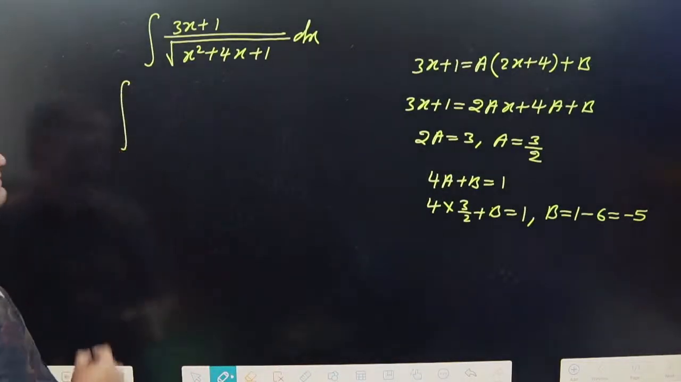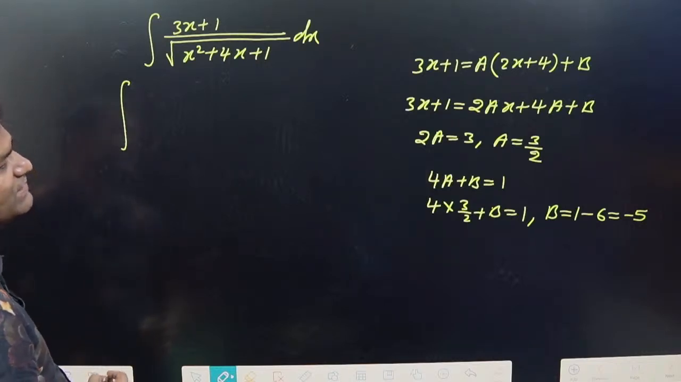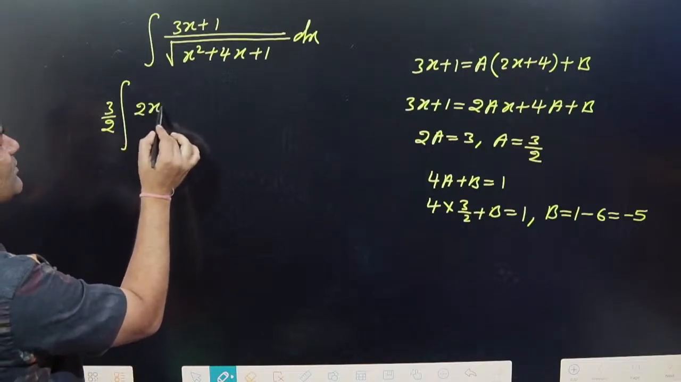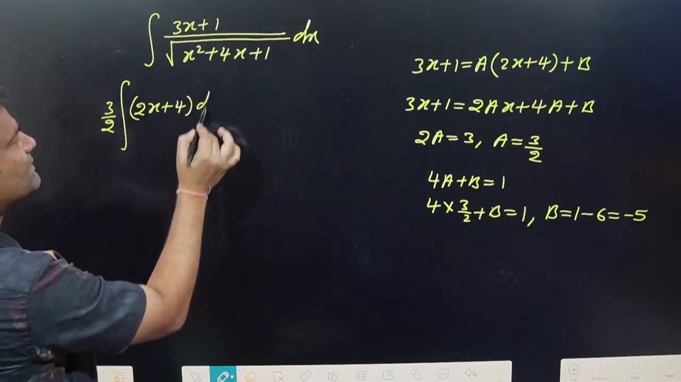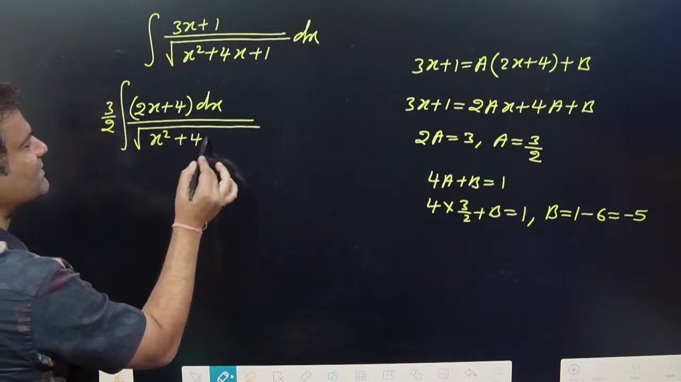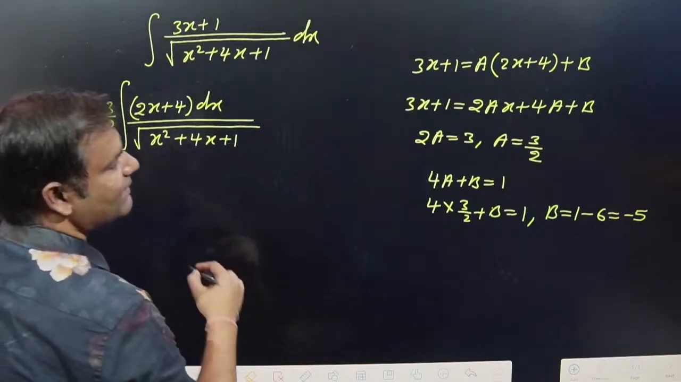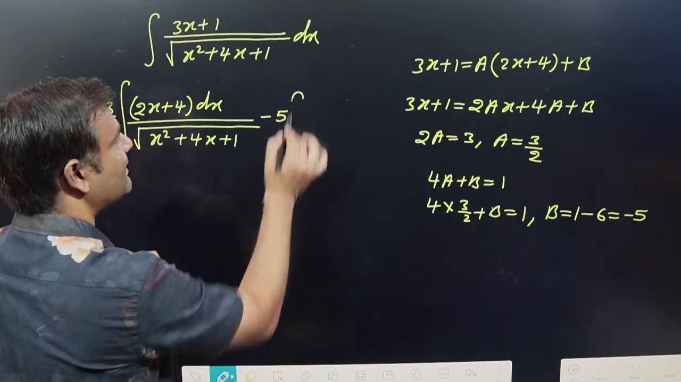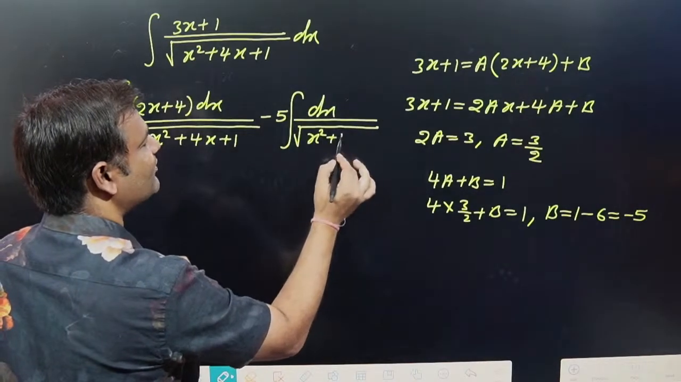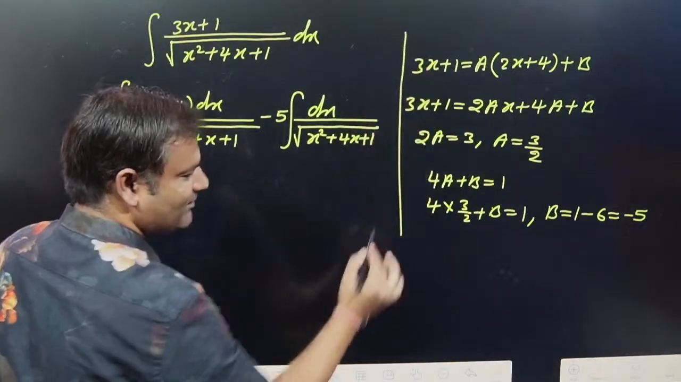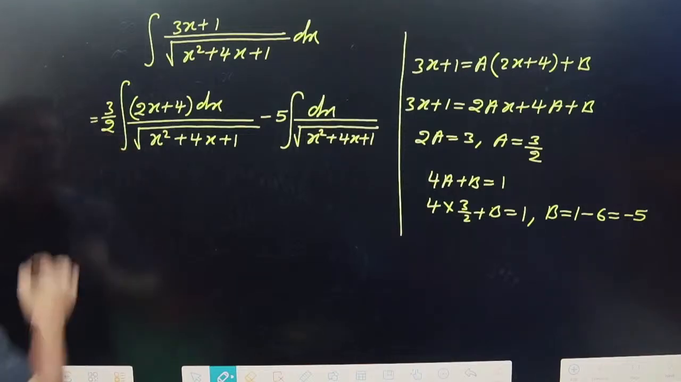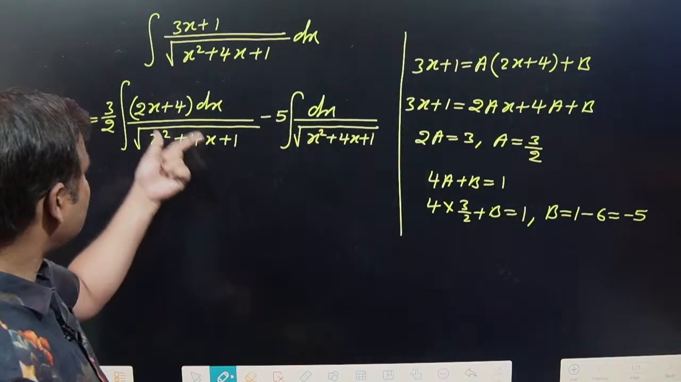So you can say that 3x plus 1 is replaced. A is how much? 3 by 2. 2x plus 4 into dx divided by how much? X square plus 4x plus 1, and b is minus 5. Dx divided by how much? X square plus 4x plus 1. Okay, how can solve? Simply this one t and that is dt.